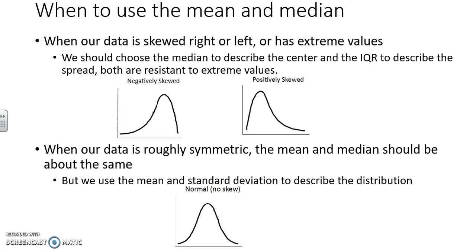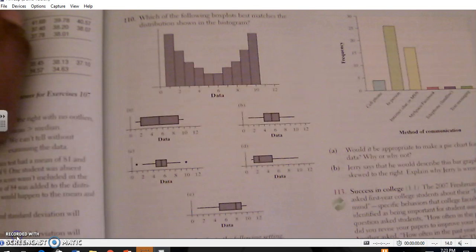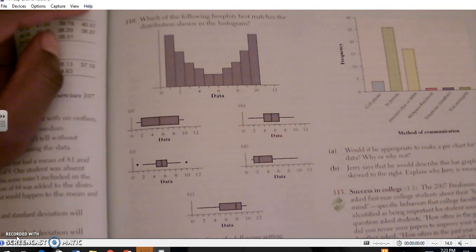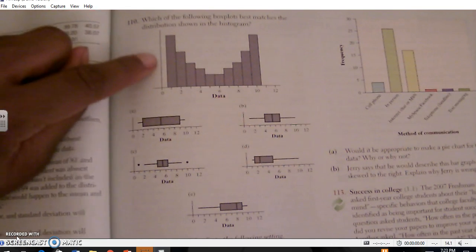Let's get a little bit of practice seeing if we can match box plots and histograms together, because that will give us a good sense of how we expect the mean to be affected, whether or not the data is skewed or symmetric. Take a look at this example in your textbook on page 73.